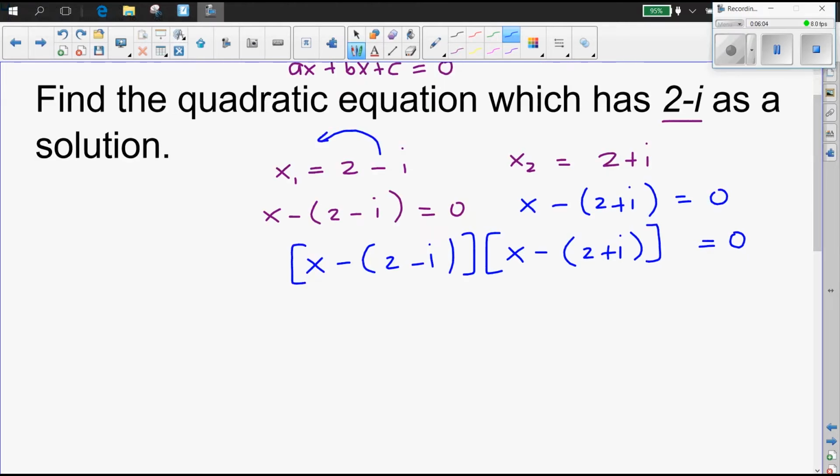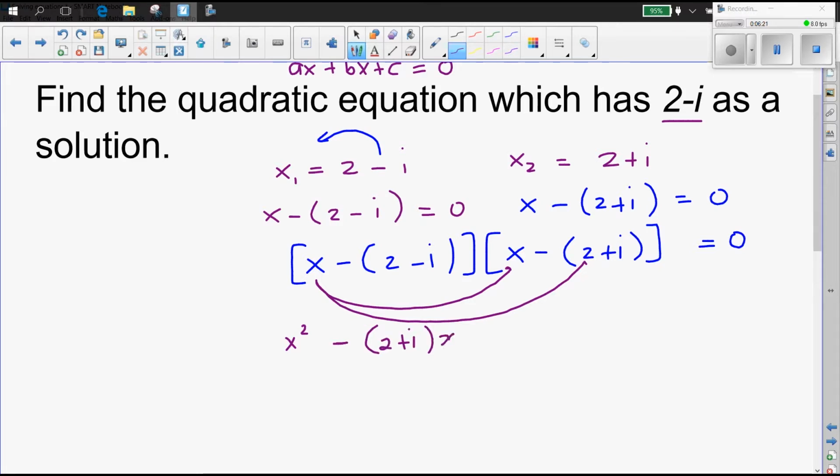And what we're going to do now is apply the distributive law and multiply our terms. So x multiplied by x will give you x squared. Then I'm going to multiply x by 2 plus i, which gives me minus (2 plus i) times x. I'll multiply negative 2 minus i times x. I have minus (2 minus i) times x.